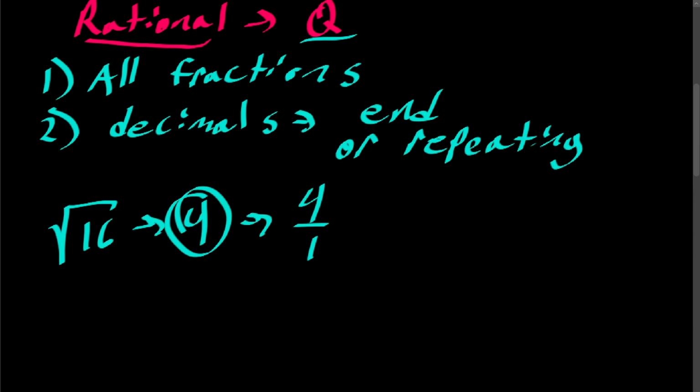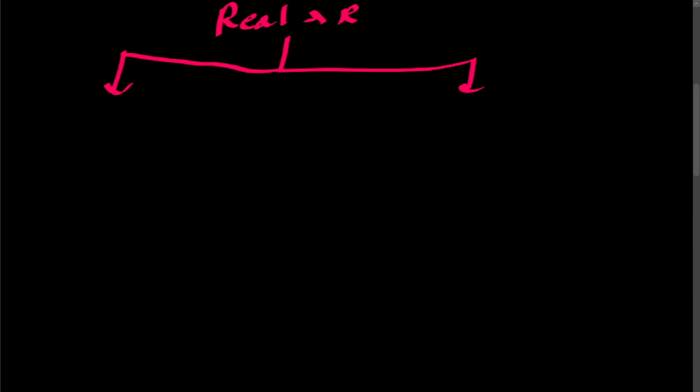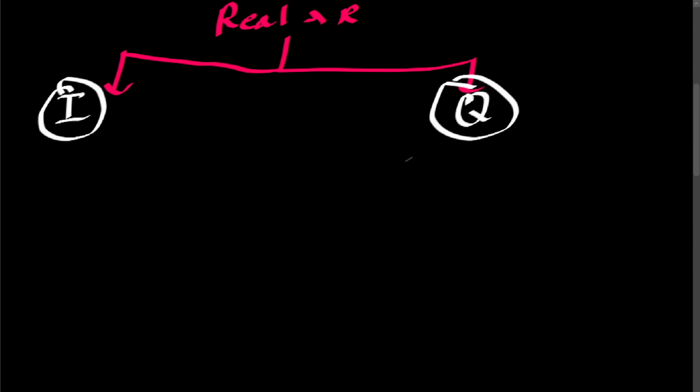So now let's go back to making our mapping setup so that you can see what we've done thus far. First we started with real. The abbreviation is R, and this branches out into 2 different directions. On one side, we have irrational, which I'll write as I. On the other side, we have rational, which I'll write as Q.